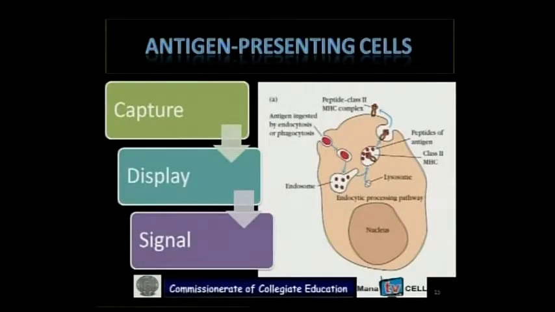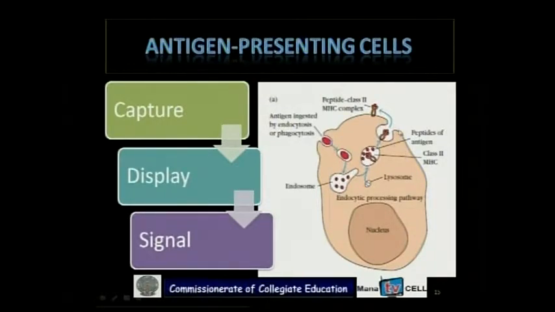Basically, what they do is go around the body and check whether any pathogen or any antigen is there. They capture it, and after that they undergo processes like phagocytosis. After phagocytosis, they digest it into small pieces. After digestion, they express it on the surface of the antigen presenting cells with the help of MHC molecules.